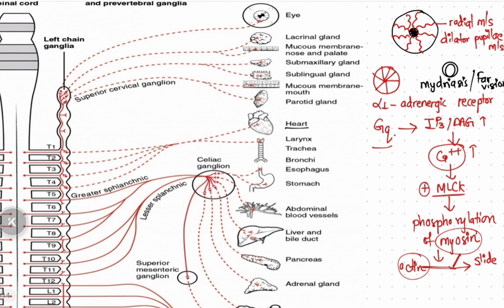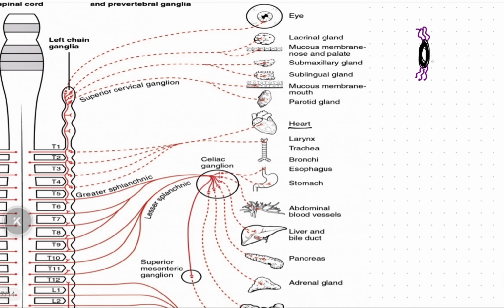lens. How does it occur? Okay, let's look into it. So this is our lens. We need to increase the size of the lens. So how does it get increased? The muscle you see here in purple color is actually the ciliary muscle, and these muscles are supplied by beta 2 receptors.